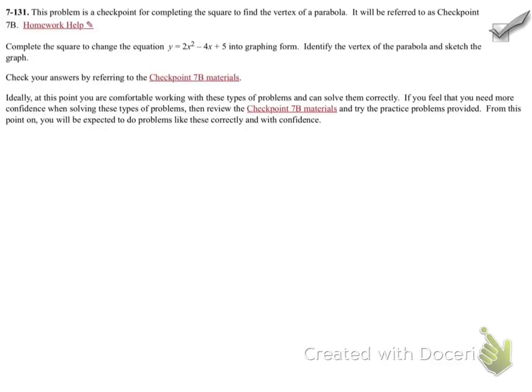So we're looking at completing the square when our leading coefficient, which is the number that is multiplying our x squared, is not 1. In this case, we have y equals 2x squared minus 4x plus 5. So we need to think about what we normally do when we complete the square.